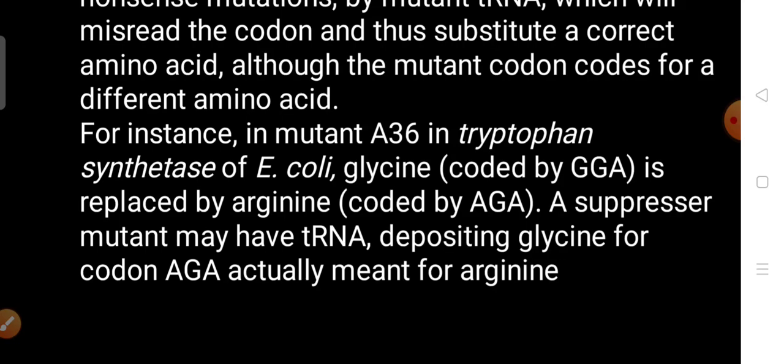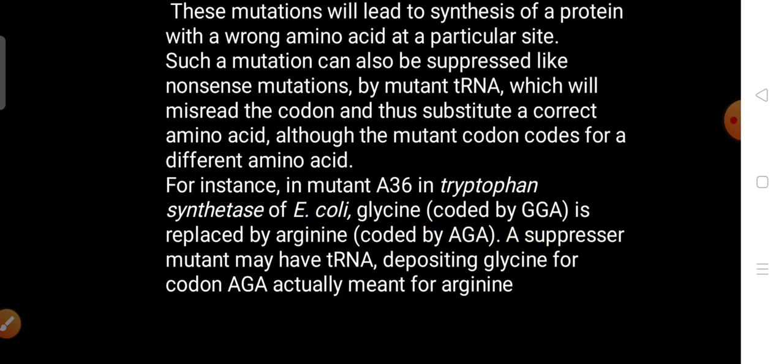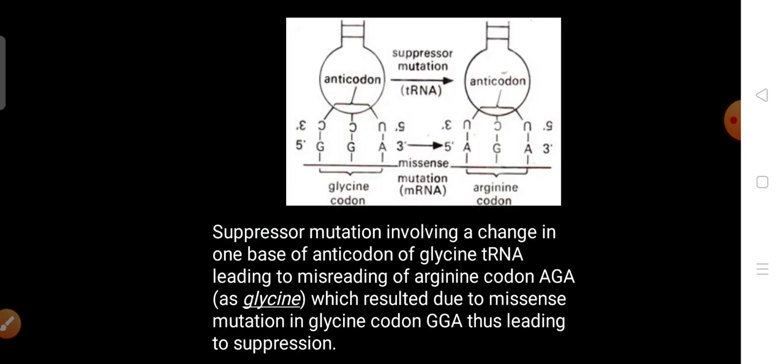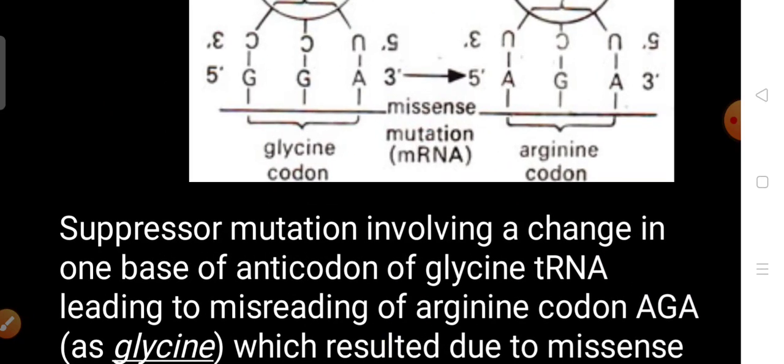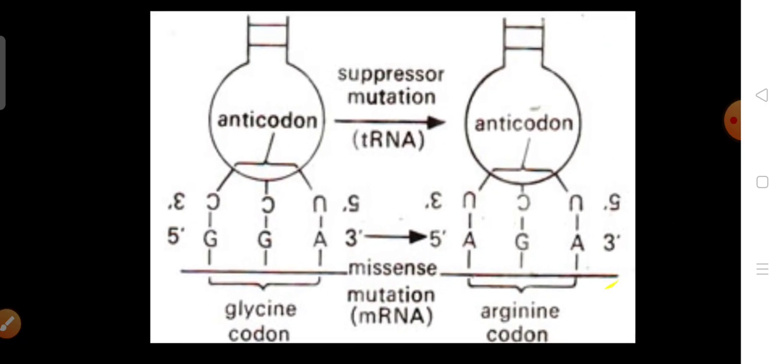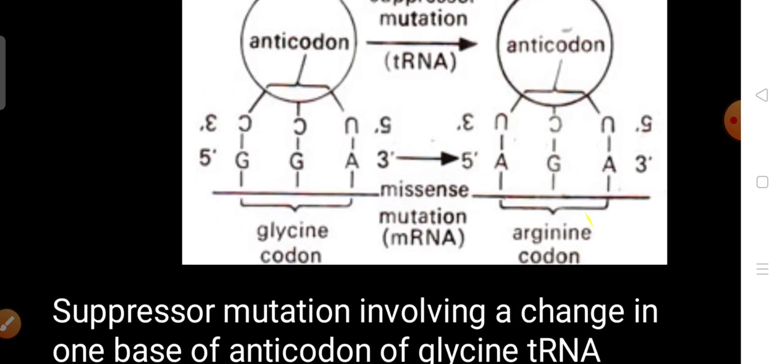Now the anticodon of the tRNA is changed in such a way that it will misread the codon AGA, and instead of adding arginine, glycine will be added in its position, and the effect of missense mutation can be corrected. Okay. So, this is the anticodon, glycine codon, GGA.